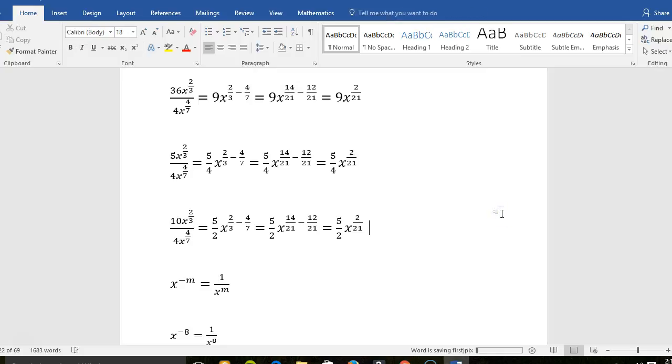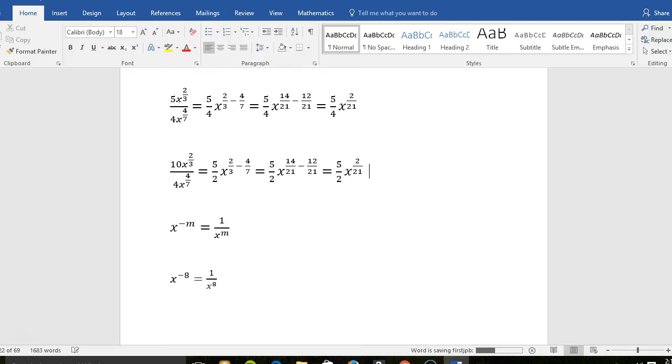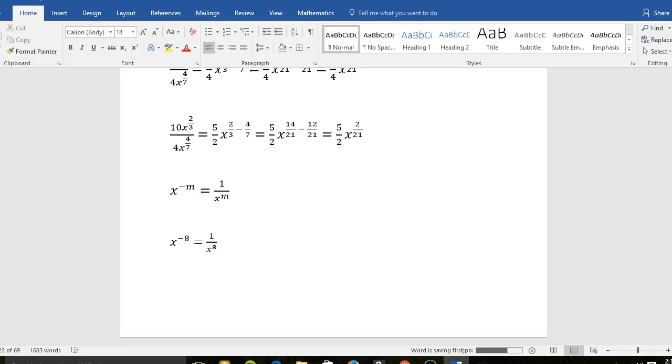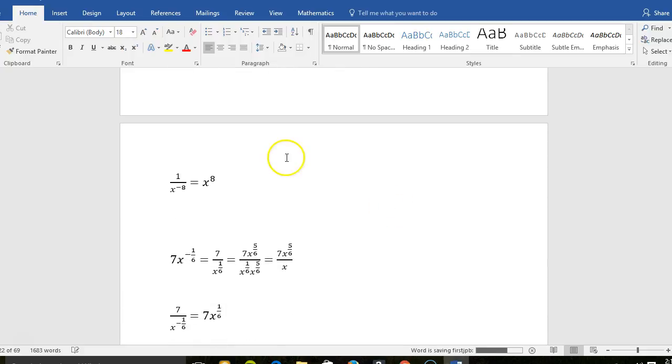Okay, let's look at something else. Recall how to deal with negative exponents. Like x to the negative m equals 1 over x to the positive m. Like x to the negative 8, follow my cursor right here. x to the negative 8 is just 1 over x to the positive 8. And that's true of any x to any power, by the way. And now, the converse is true. If you have 1 over x to the negative 8, that's just x to the positive 8.